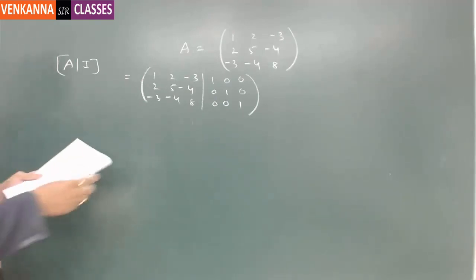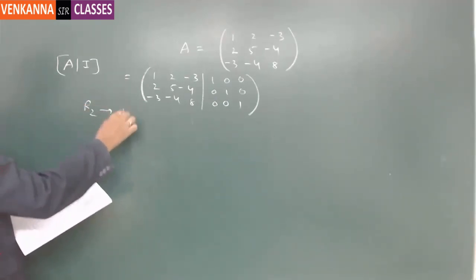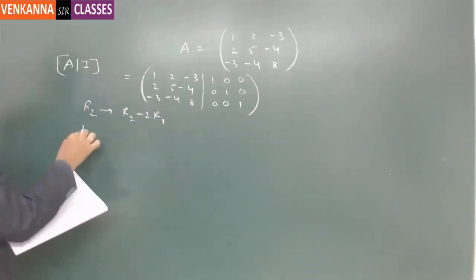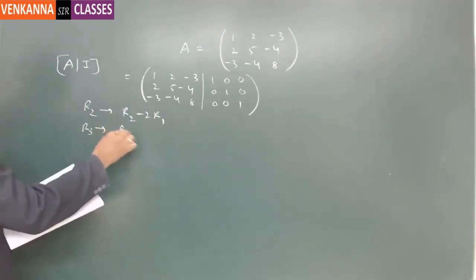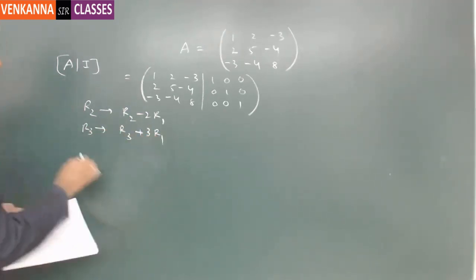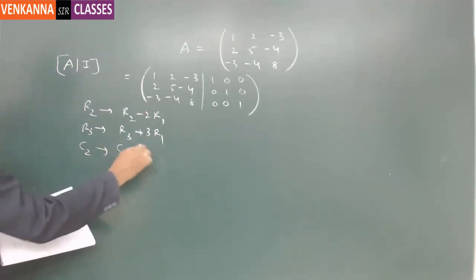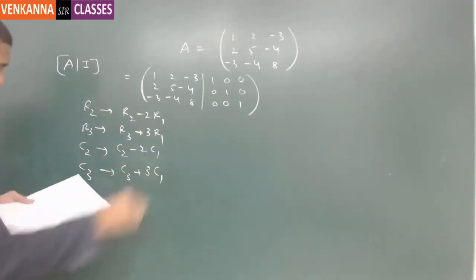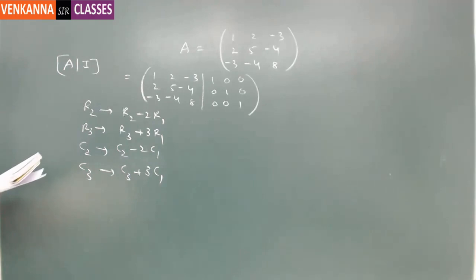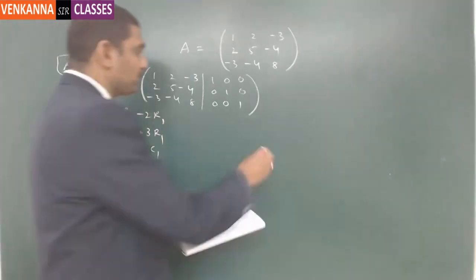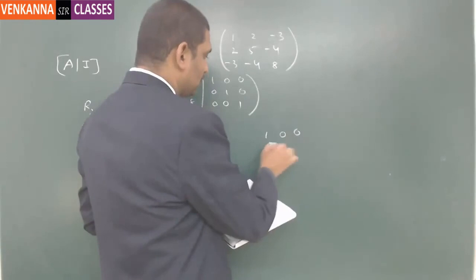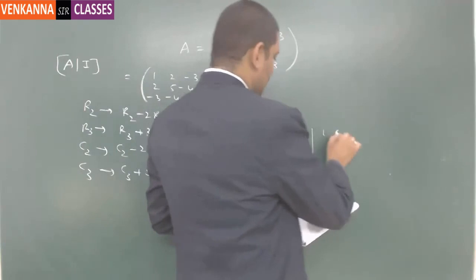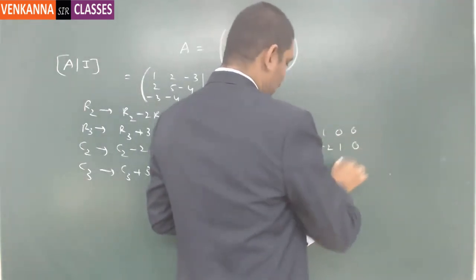So I am going to do the operations as R2 tends to R2 minus 2 R1, R3 tends to R3 plus 3 R1. Similar column operations: C2 tends to C2 minus 2 C1, C3 tends to C3 plus 3 C1. Right? You are going to get the corresponding thing as 1 0 0, 0 1 0, 0 0 minus 5, oblique 1 0 0, minus 2 1 0, 3 0 1.